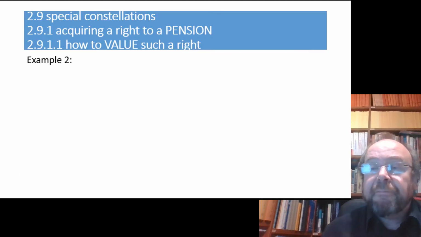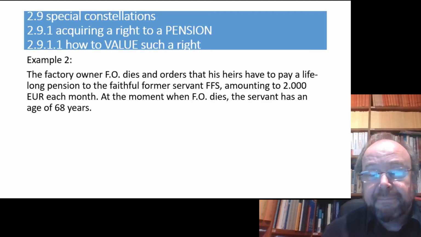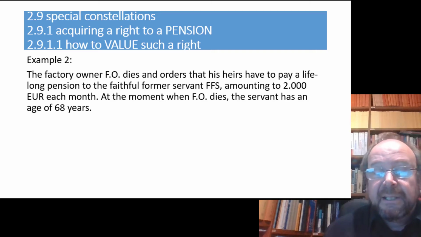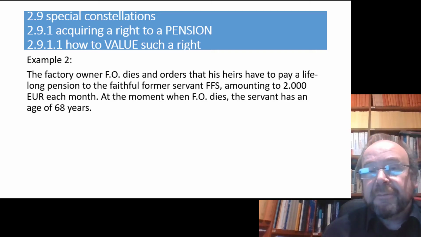Another example, factory owner FO dies and orders that his heirs have to pay a lifelong rent. No, pension, sorry. Germans always say rent when they mean a pension. That is because in Germany, the word pension is Rente, and so Germans will constantly mix up those. So a lifelong pension to the faithful former servant, FFS, which shall be 2,000 per month. At the moment when FO dies, the servant has already retired and has an age of 68. What is now the value of the promised pension which FFS has to claim?